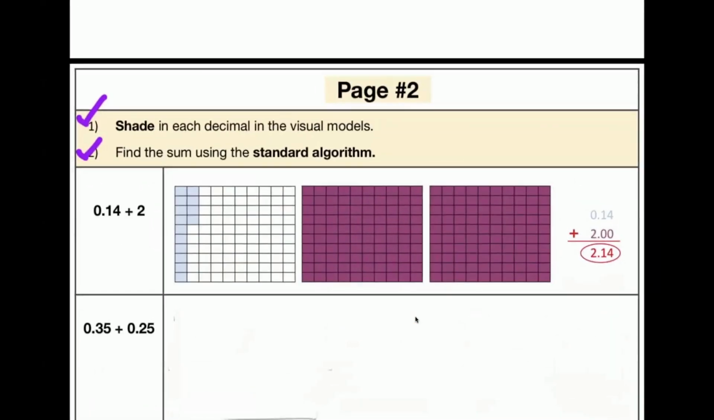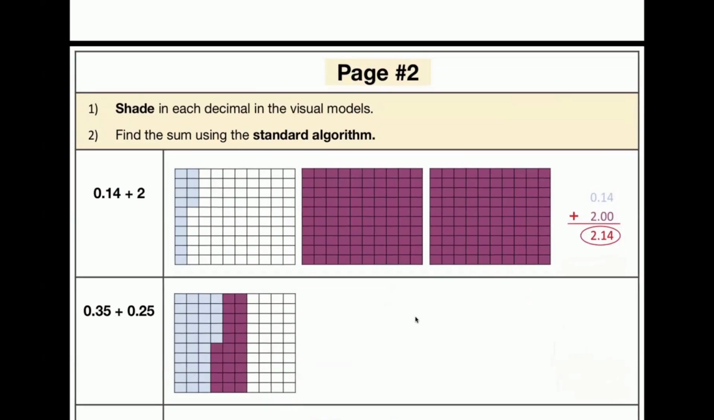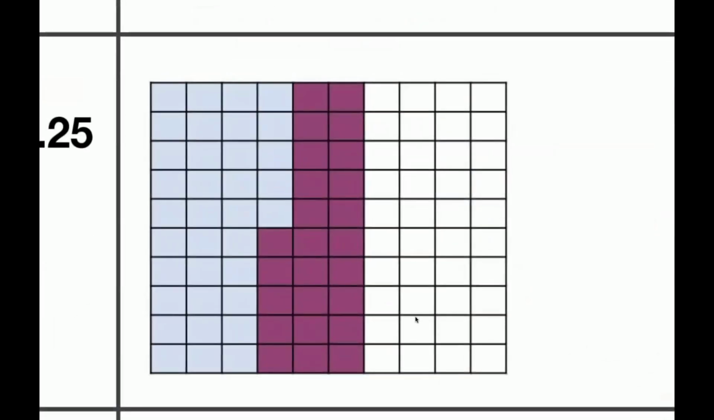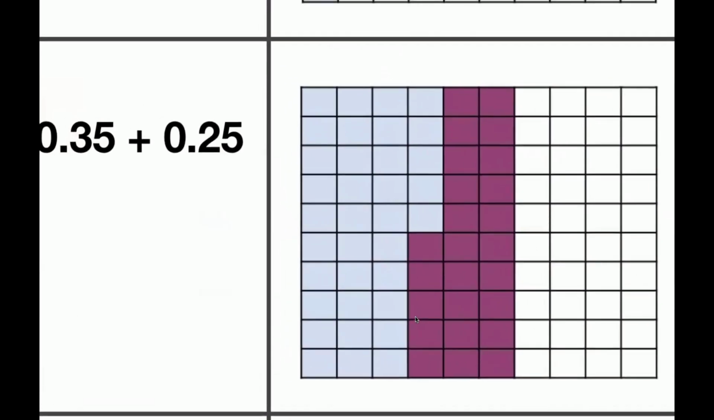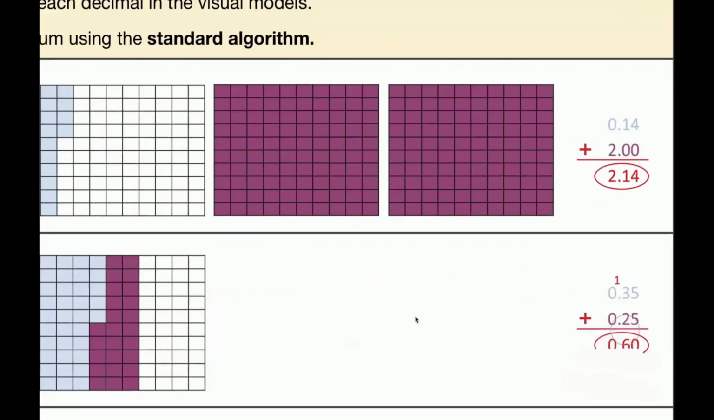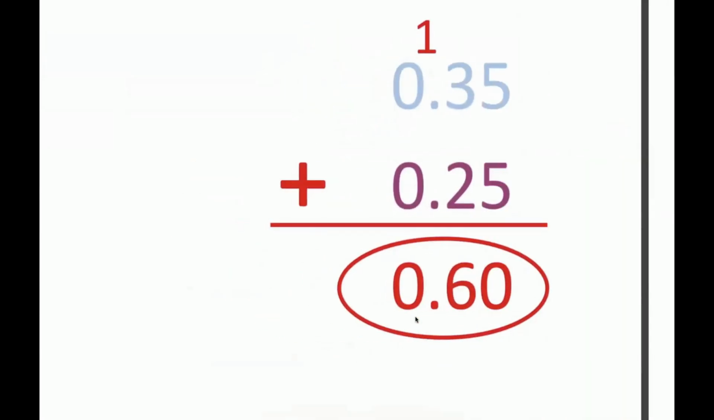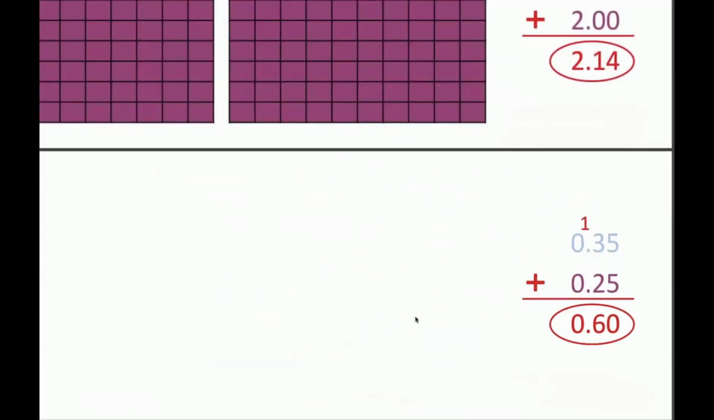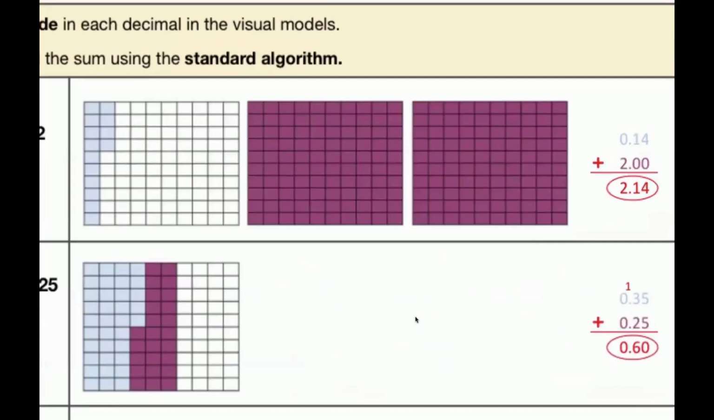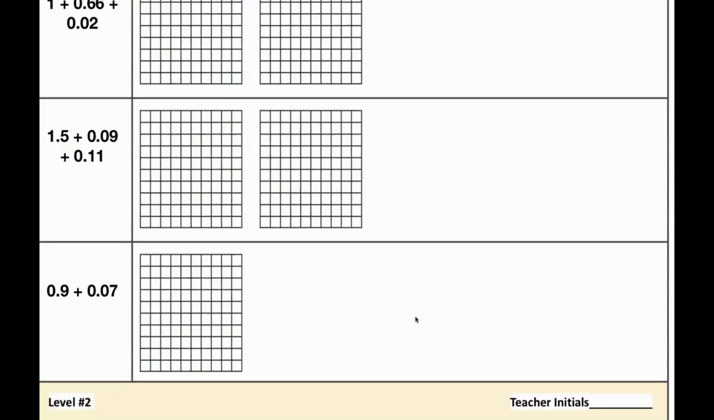And then for our second problem, 35/100ths plus 25/100ths. You should have shaded in 35/100ths and then another 25 boxes. Check your work for the standard algorithm. Make sure your decimals are super neat and lined up. Go ahead and complete the rest of page 2. Once you finish page 2, check in with your teacher to get feedback.